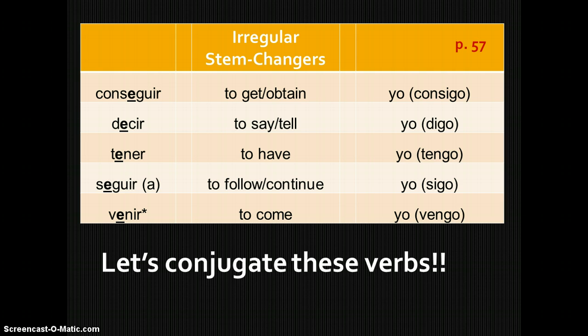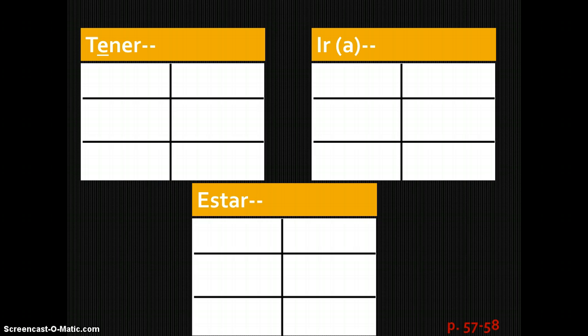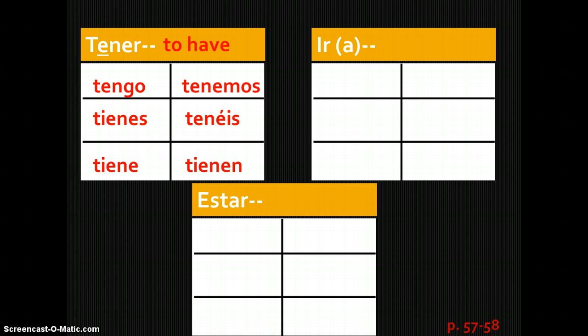All right, now on pages 57 and 58, we're going to conjugate these verbs. And again, they really are conjugated like normal verbs, except when they're irregular, which is consistently in the yo form, but a few of them are also irregular in all forms. So tener means to have. It is an E to IE stem changer, and the yo form is tengo. So it's tengo, tienes, tiene, tenemos, tenéis, and tienen.